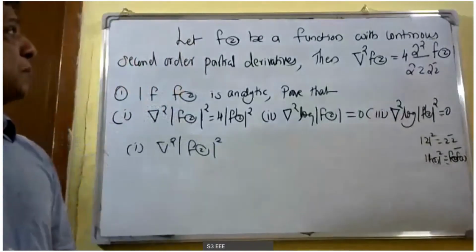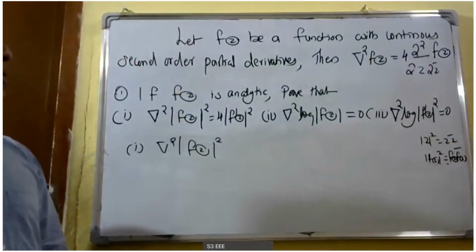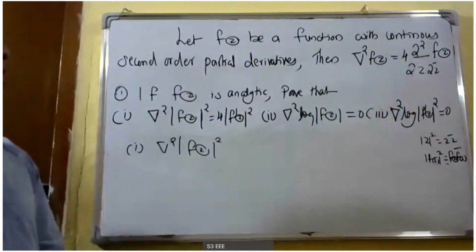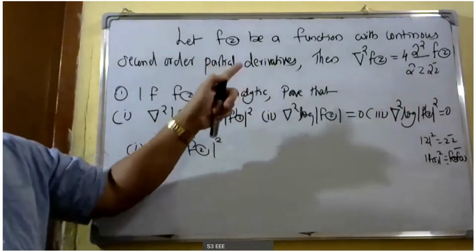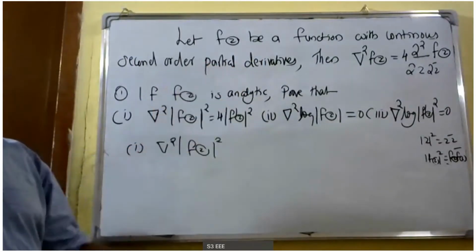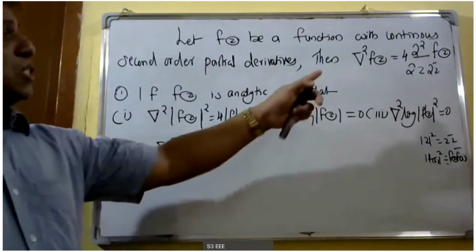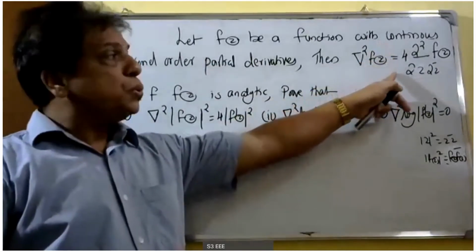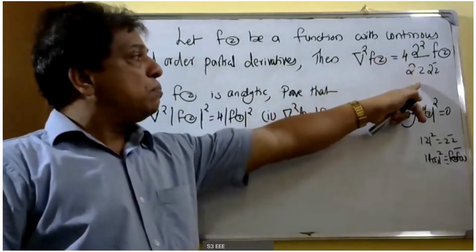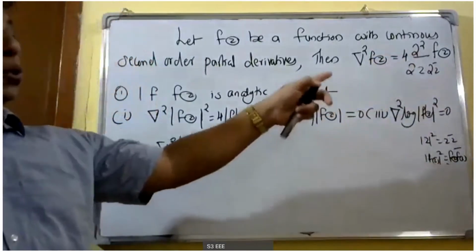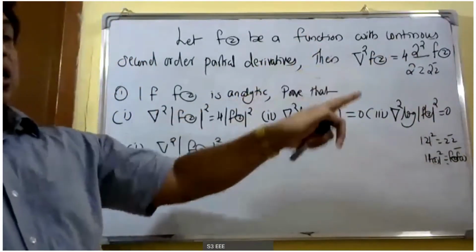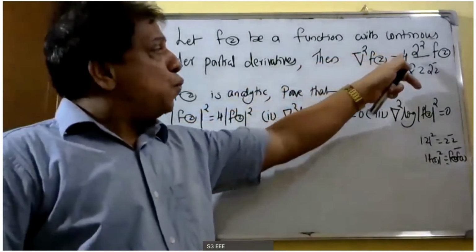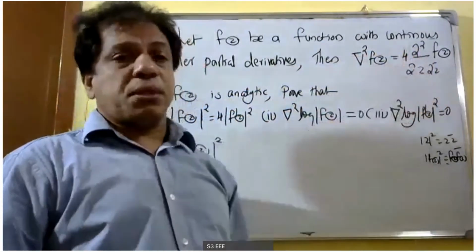Good morning, students. Today we'll discuss this: let f of z be a function with continuous second order partial derivatives. Then del square f of z is equal to 4 into dou square by dou z into dou z bar f of z. In this case, del square is equal to 4 into dou square by dou z into dou z bar.